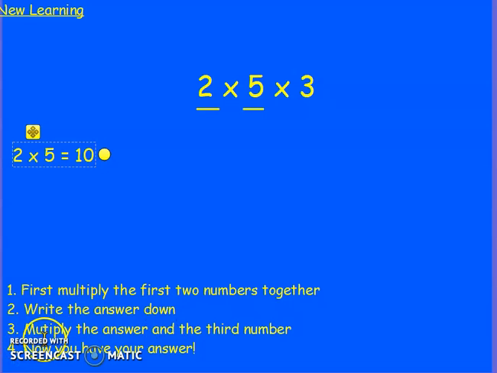Number 3, we multiply this answer and the third number together. So we multiply the answer, which was 10, and we're timesing it by the third number in the sum, which was 3. 10 times 3 equals 30. Now we have our answer. 2 times 5 times 3 equals 30. Pause the video if you'd like to read through that again and have a go in your book. If you feel you've understood that, let's move on and give it another go.